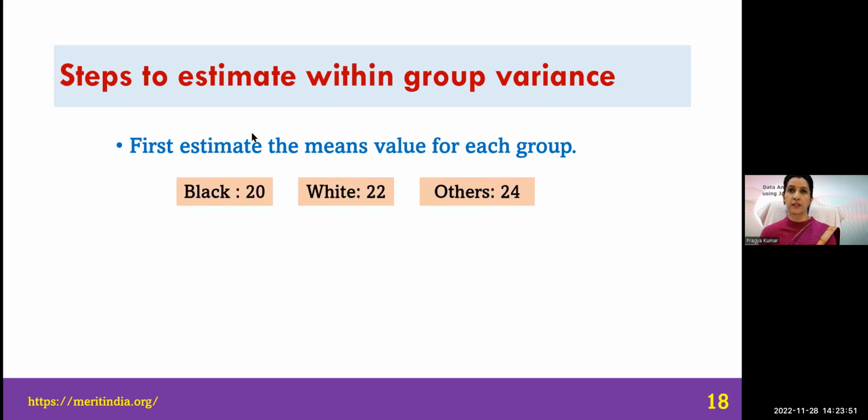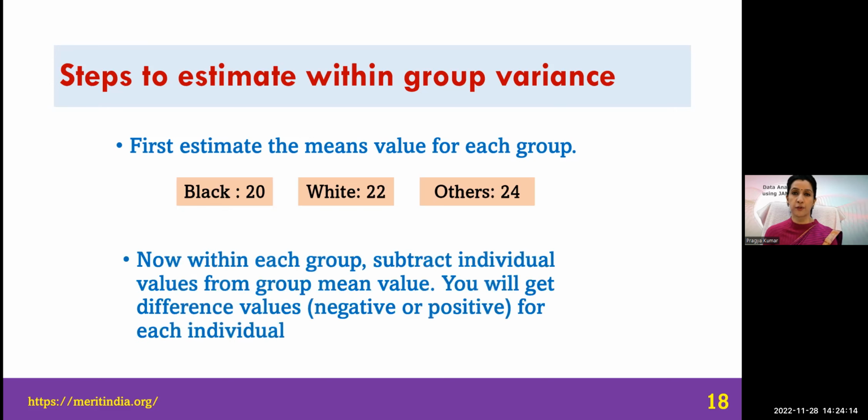First we will calculate the mean values for each group. For black it is 20, white 22, and others 24. We are telling you these concepts because whenever you see the result, you should be able to remember what is happening in the background. Otherwise, you don't need to calculate it, the software does it for you. Now within each group, I will subtract the individual value from the group mean value, get a difference, and then square it.